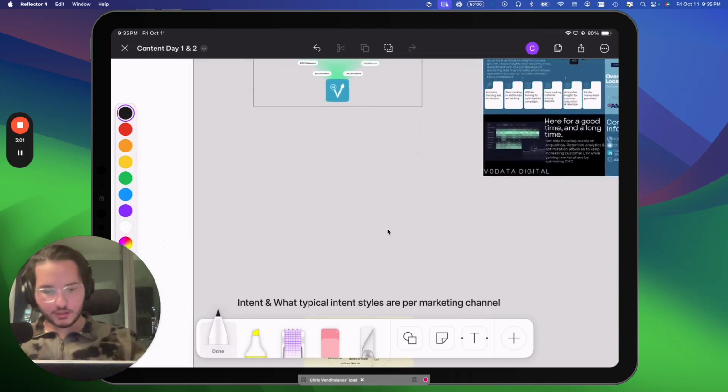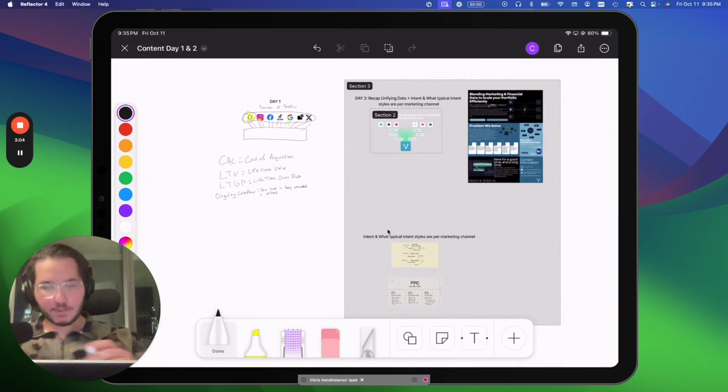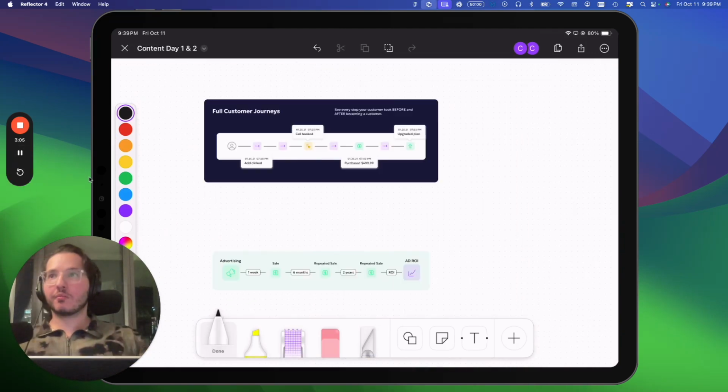No, that's not what I want. One sec, I'll find a better image.